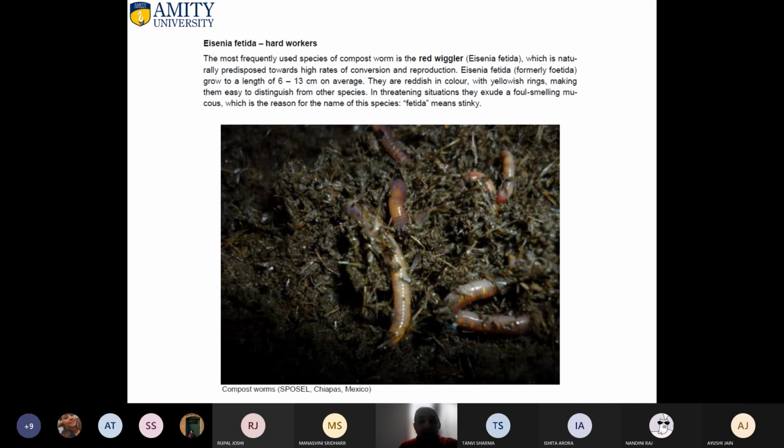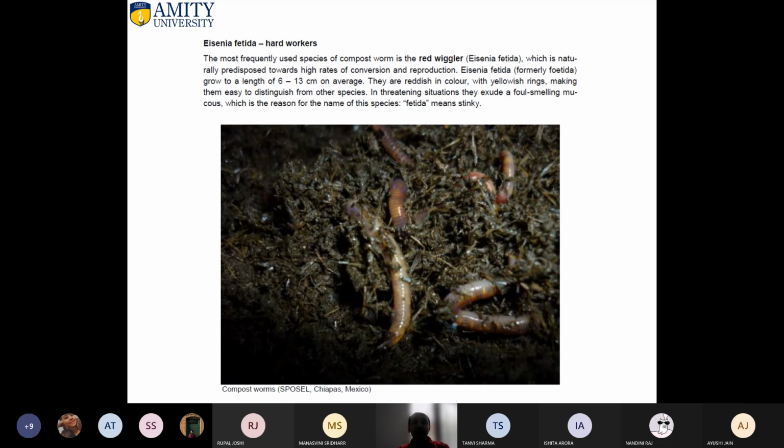And they emit foul smelling mucus, which is the reason for the name fetida. That means stinky. It doesn't matter that they emit foul smelling substances, because the compost is actually very rich in organic matter. So smell can be controlled by other means. Ultimately the compost does not have a pungent smell that is unbearable for the workers, but otherwise it's smelly in comparison to the smell generated by other earthworms.